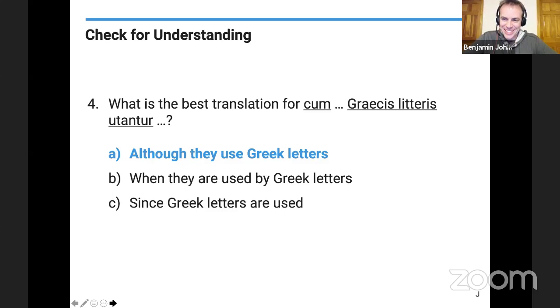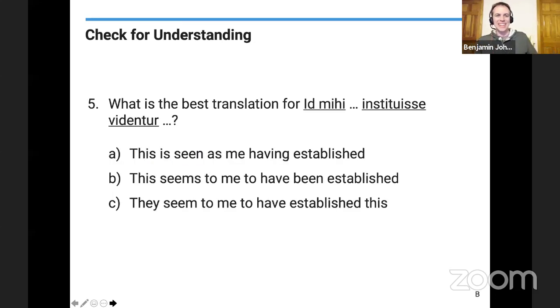Oh, this is the worst, isn't this? All the really bad things together. Okay, guys, the last one. What is the best translation for id mihi instituisse videntur? Is it, this is seen as me having established?